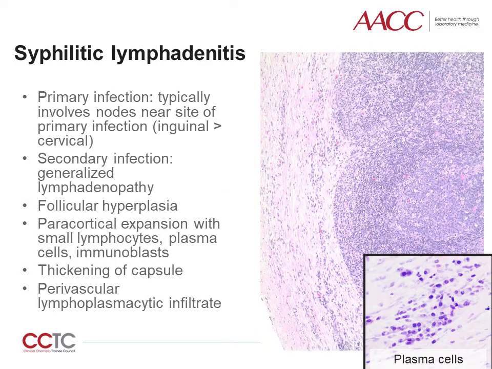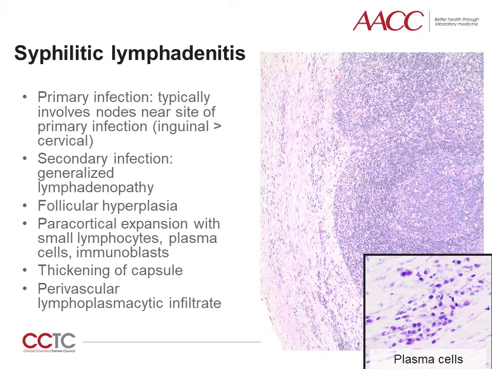Syphilitic lymphadenitis is caused by Treponema pallidum infection. Lymphadenopathy associated with primary infection is usually confined to regional lymph nodes near the primary site of infection. Inguinal adenopathy is most common, followed by cervical adenopathy. Secondary syphilis can present with generalized lymphadenopathy. Involved lymph nodes show follicular hyperplasia.